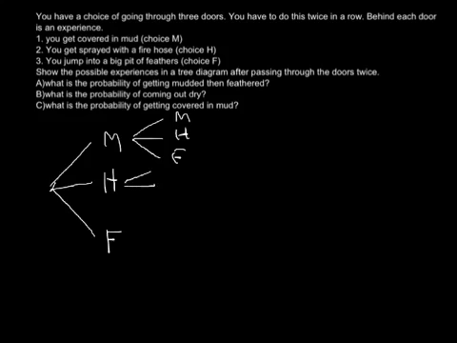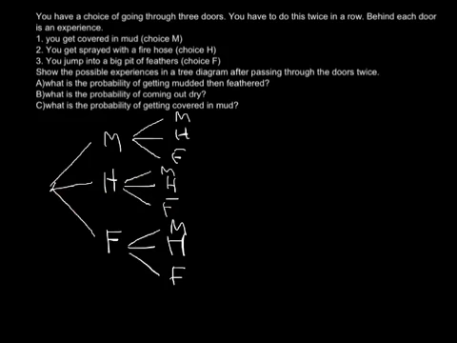Likewise, if we go through the fire hose, we have M, H, F, and if we've gone through the feathers, we've got M, H, F for our choices. So drawing the diagram is just a matter of lining up our choices each time. Now, when we've gotten to this point, we want to follow the branches of the tree to figure out what our outcomes are.